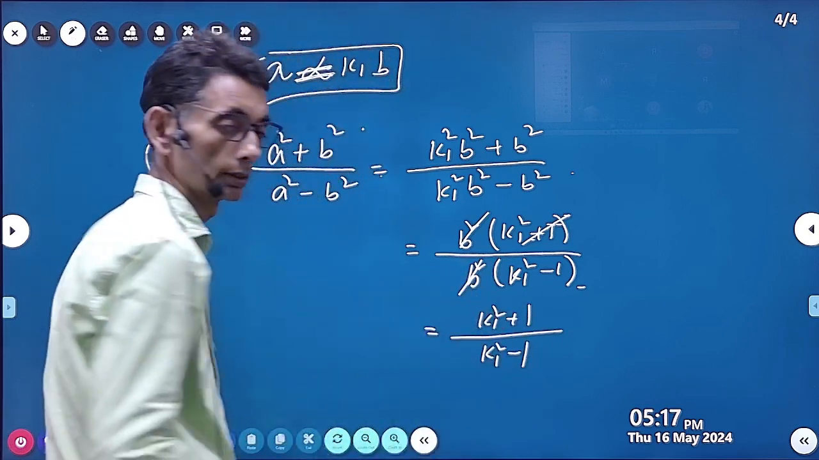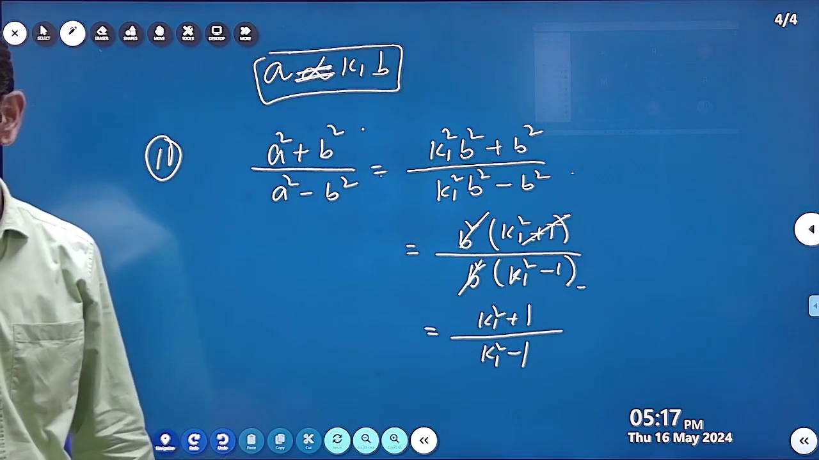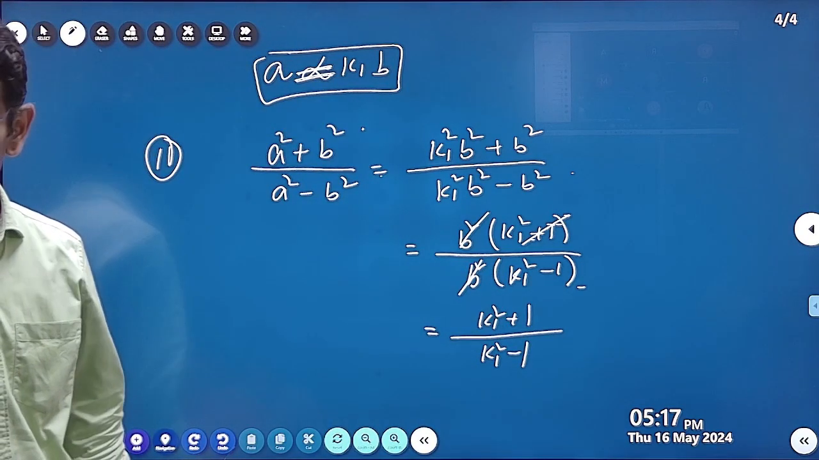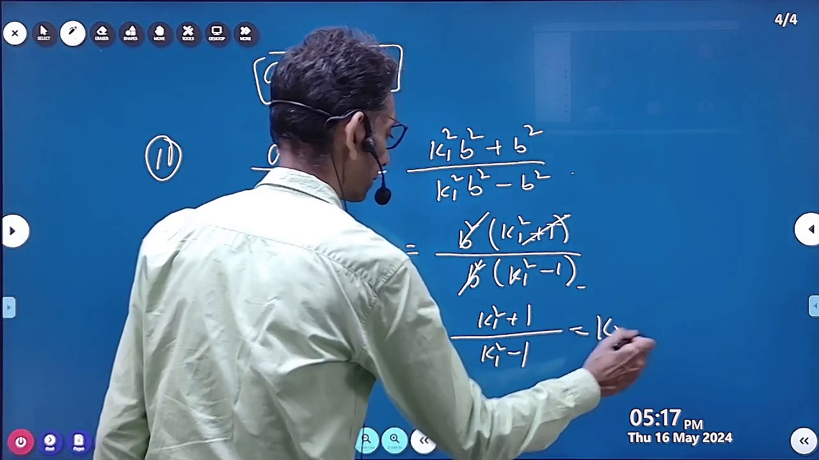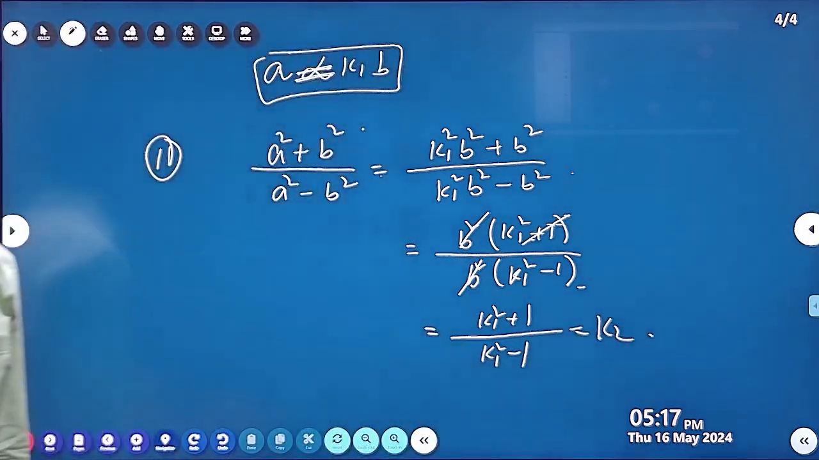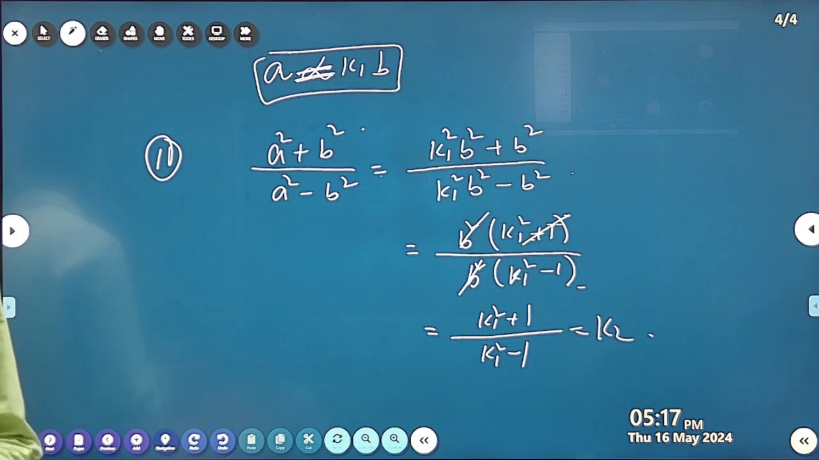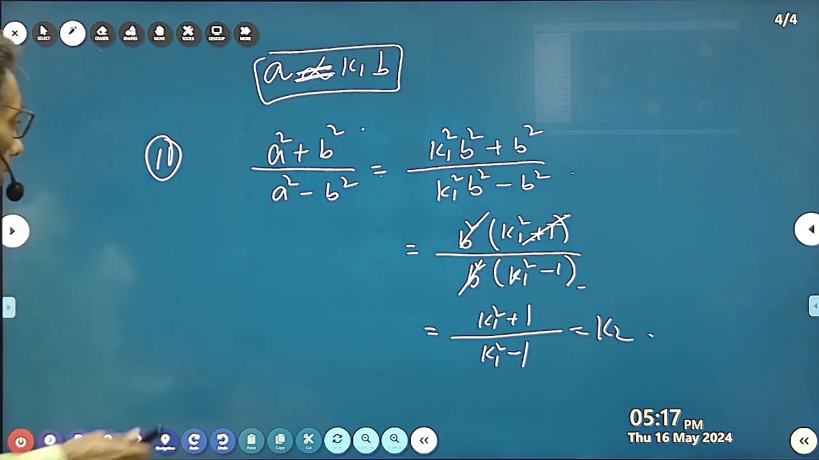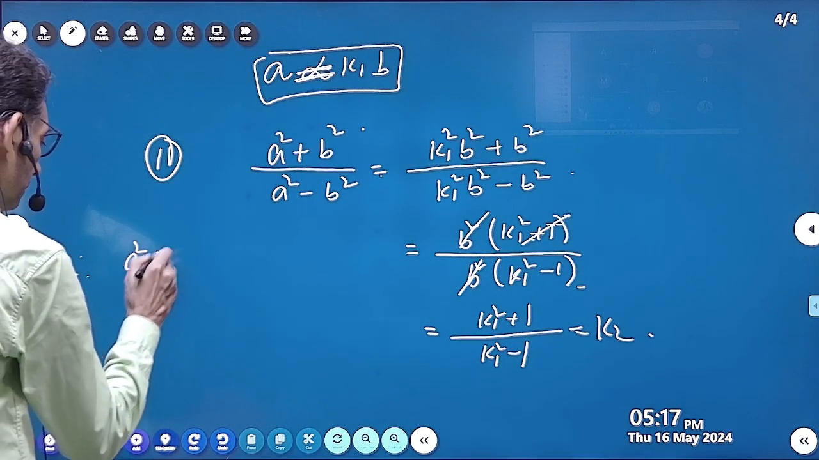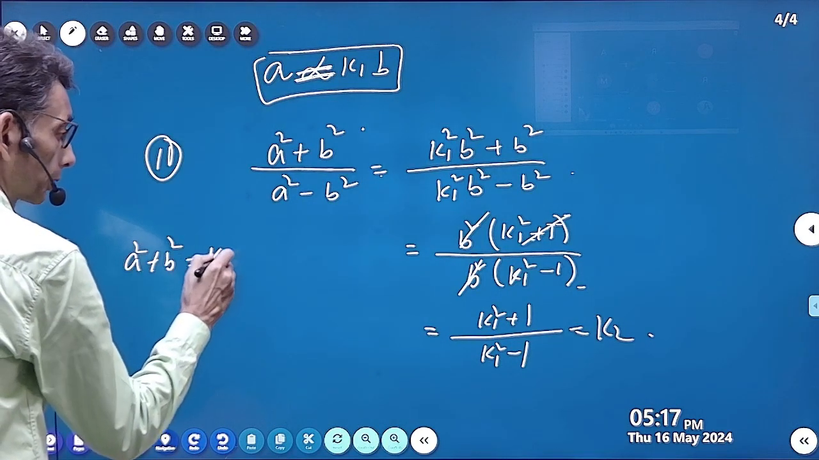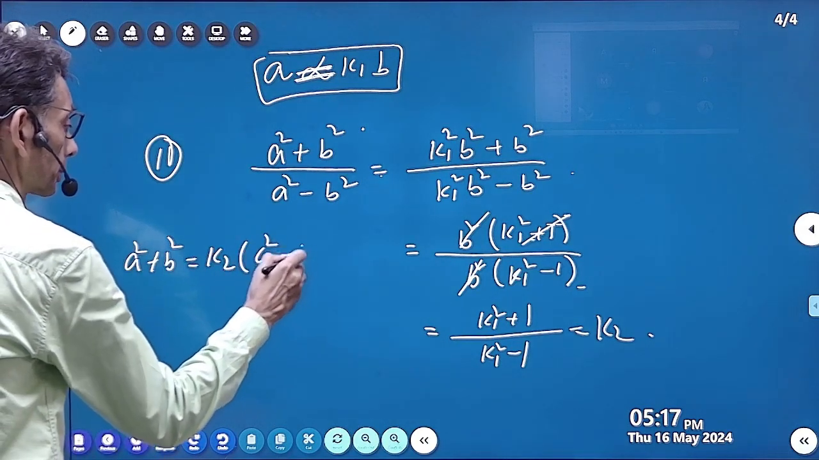What is this? E gute to ki paba? It's a constant. So tar notun eta naam diloa k2. Every time you keep just utilize a new constant. So ki pala? Therefore cross multiply kori dia. A square plus b square is equal to k2 times a square minus b square.